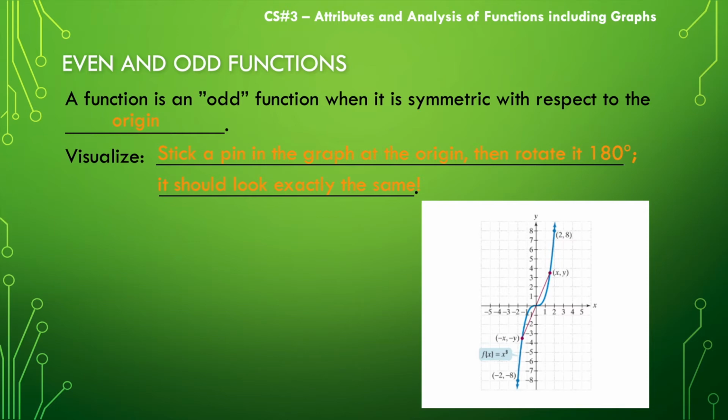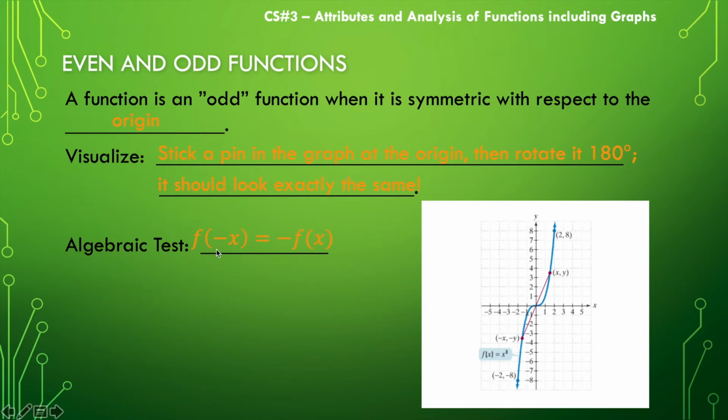Now, what's the algebraic test? The algebraic test is similar to the even function. It is f of negative x is equal to negative f of x. So we take the result of what we got when we tested for even, and we compare it to negative f of x. At first glance, you might think that those look exactly the same, but they're really not.